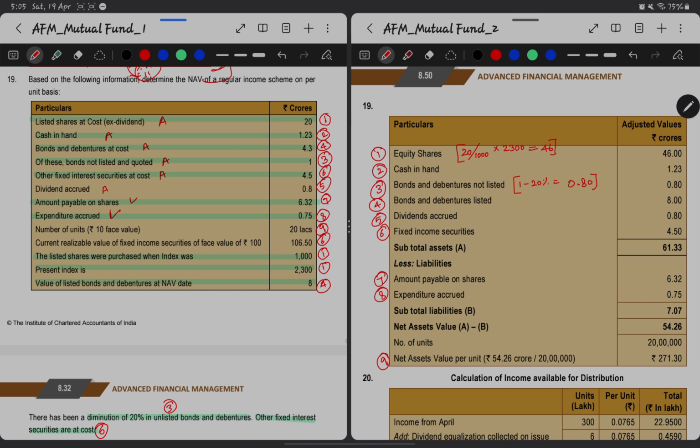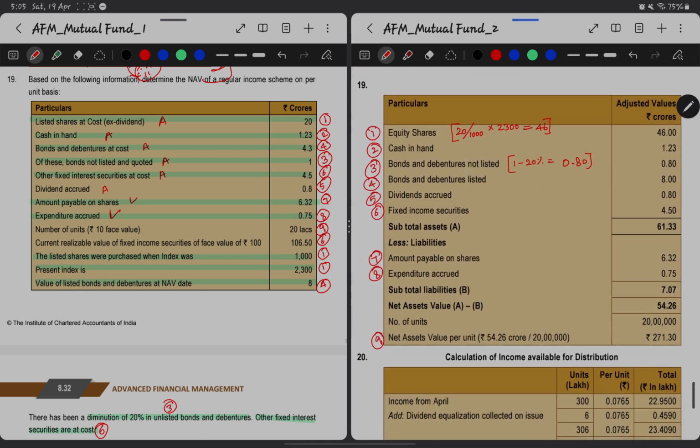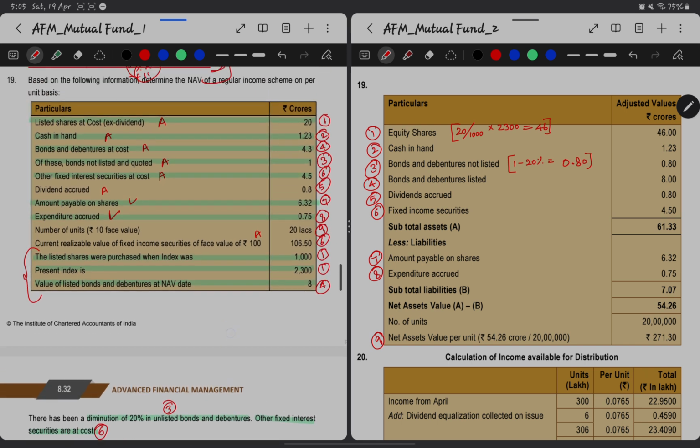Then number of units will be used in the calculation on a per unit basis, which is apart from these assets and liabilities. Then current realizable value of fixed income securities, that also will be an asset only. And the listed shares, these are additional information. And down below, these two are also additional information.